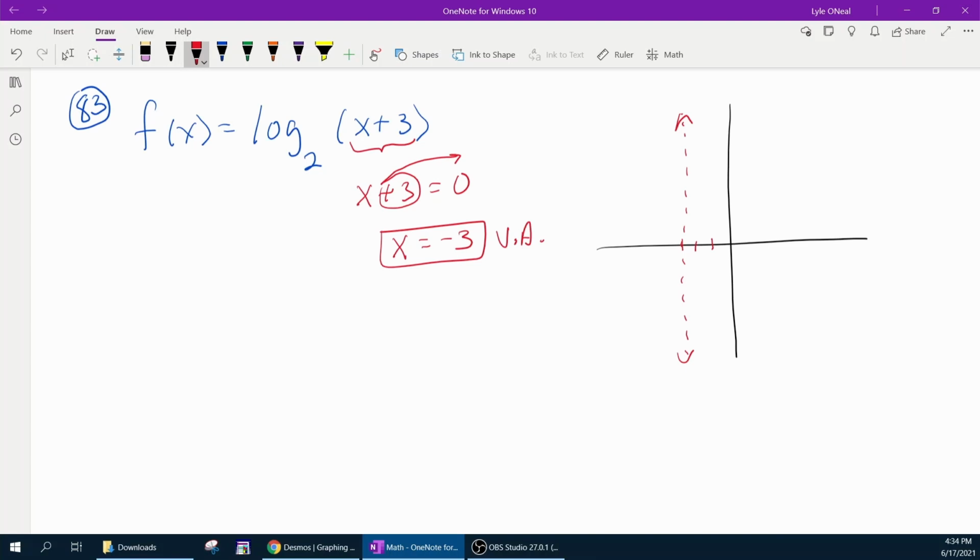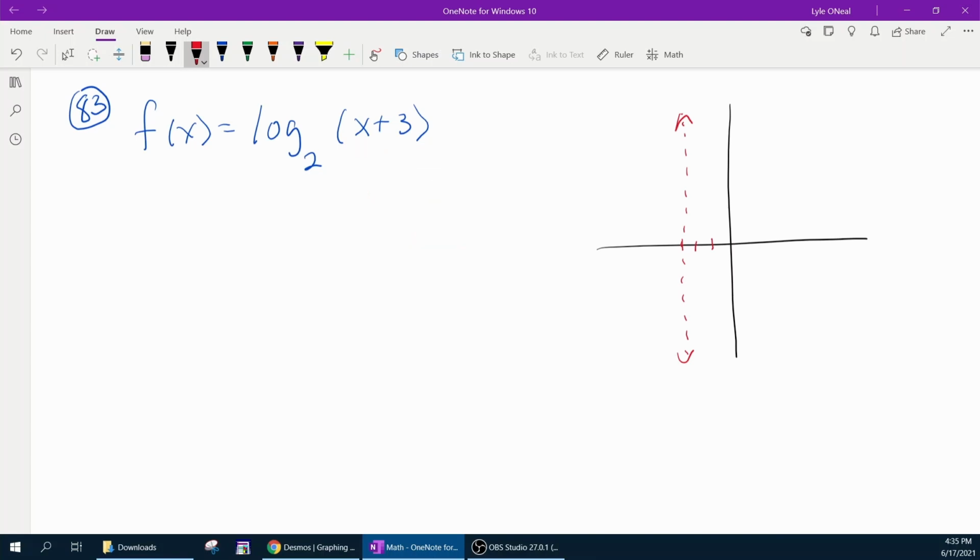Now, what I normally teach my students, I say the easiest way to graph a log function is to not graph a log function. What you want to do is convert your function into exponential form and graph an exponential function. Let me show you how that works.